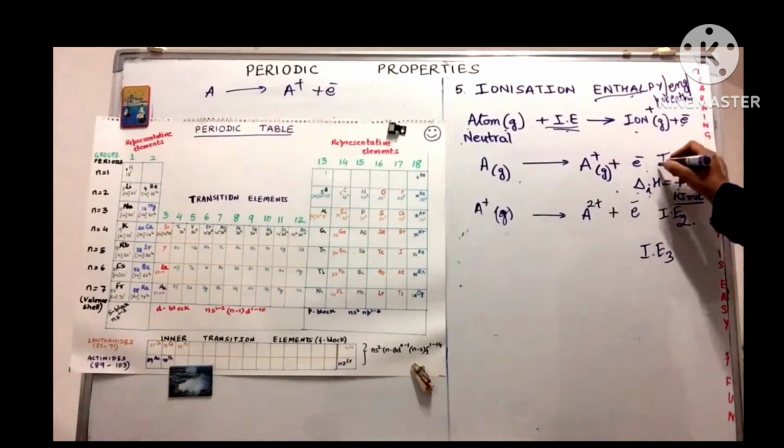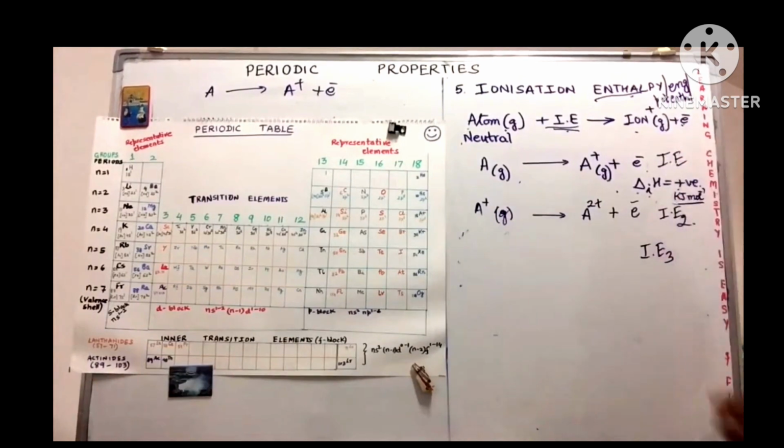So how does the ionization energy or ionization enthalpy vary in the periodic table? Do we have a periodicity in the ionization enthalpy or not?